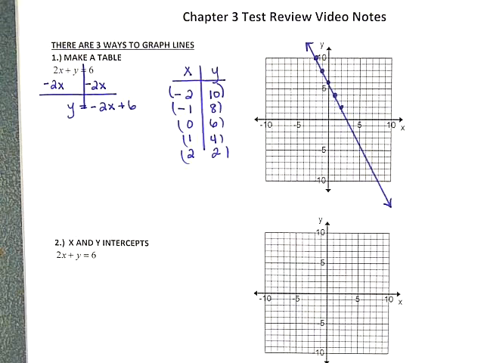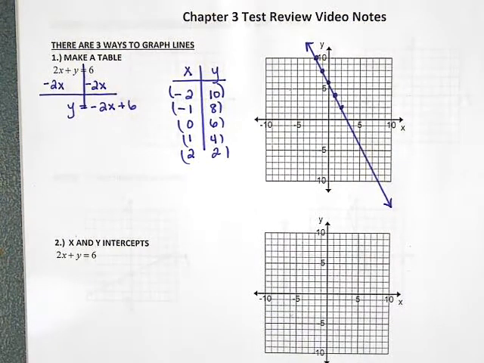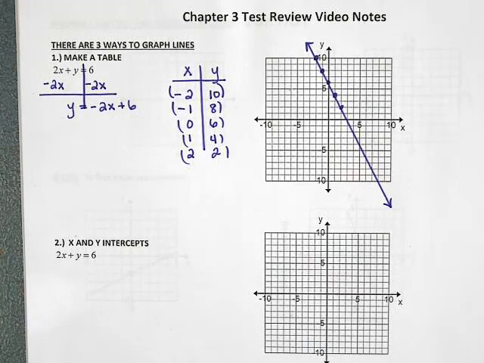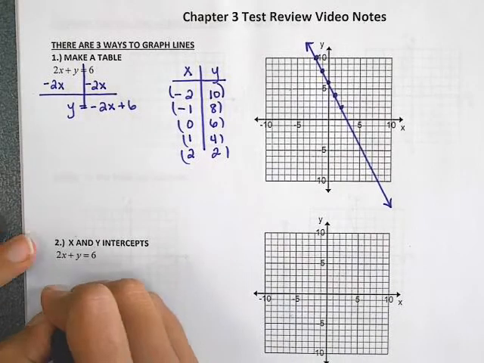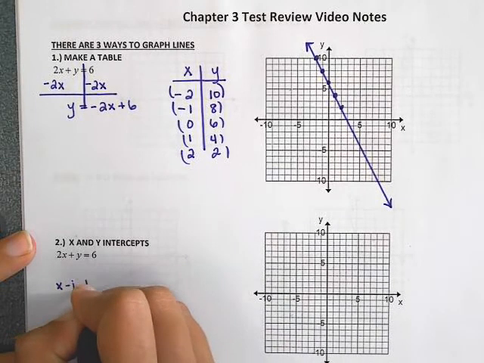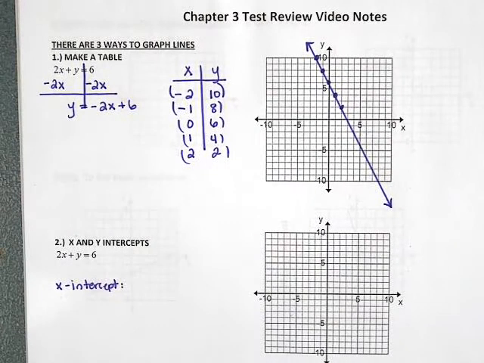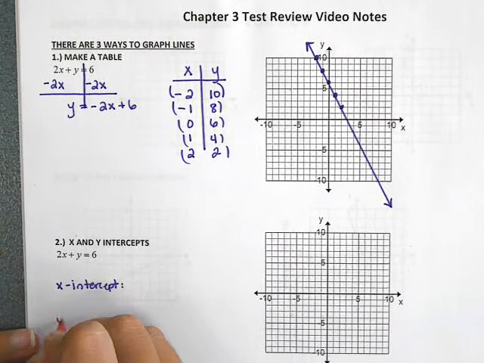The second way we learned how to graph these equations is using X and Y intercepts. Now you'll notice that we're starting number 2 with the same problem as number 1. What I want to show you here is that even if we graph this using a different technique, we get the same end result. So we're going to want to find the X intercept, and we're going to want to find the Y intercept.